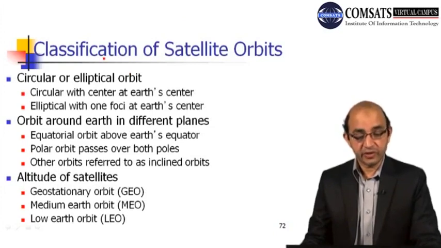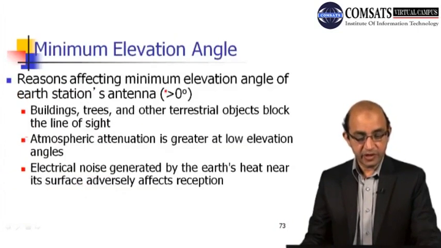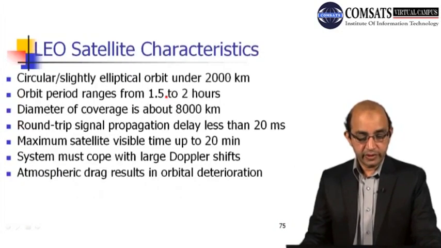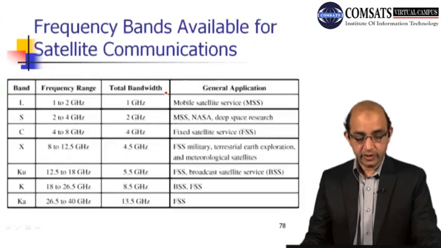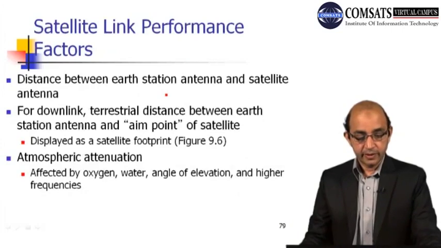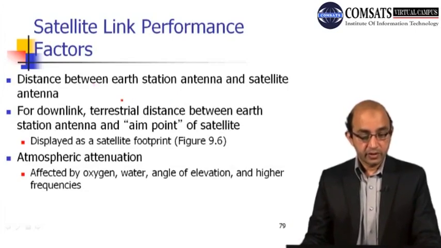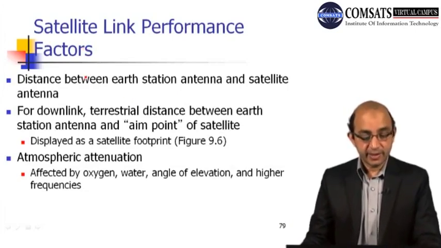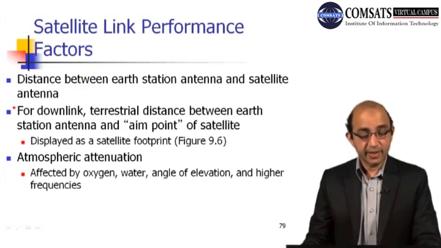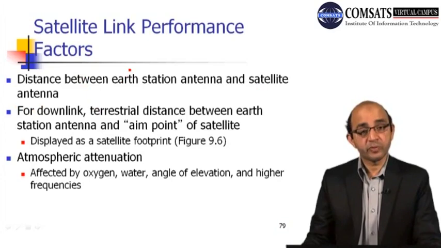Here we have the classification of satellites on the basis of orbit around the Earth, and this we have already discussed, right? You can see circular and elliptical orbits around Earth in different planes, polar and other altitudes of satellites, right? Minimum elevation angle, this we have already gone through. So here is the table. And here we have the performance factors regarding the satellite. The distance between the Earth station antenna and the satellite antenna is one of the performance factors.